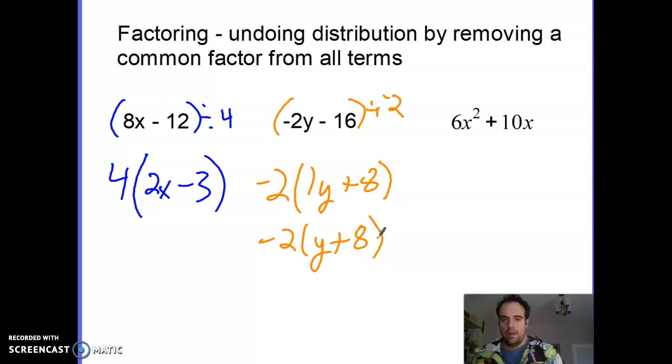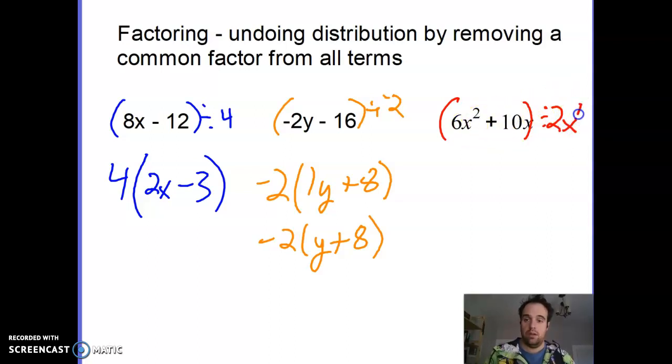Okay? Now, last one. I've got to figure out what is the biggest thing I can take out of both 6x squared and 10x. This includes both the coefficient, aka the number, and the variable. So I know I can divide this whole thing by the biggest number that goes into both 6 and 10, which is going to be 2. And there's an x in both of them, so I can take out a single x. Not 2 x's, because there's not 2 x's in both. There's only 1 x in both of them. So I take out that 2x. I don't need that 1. It's kind of redundant.